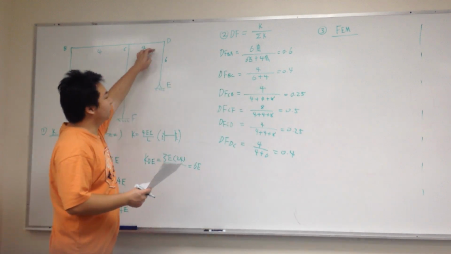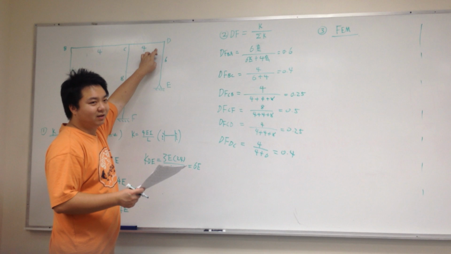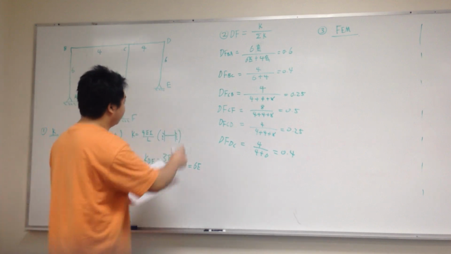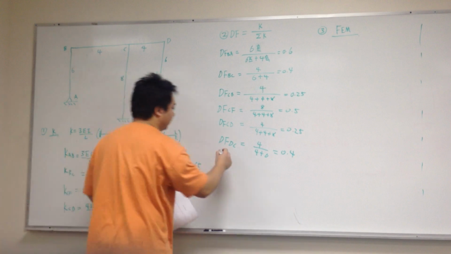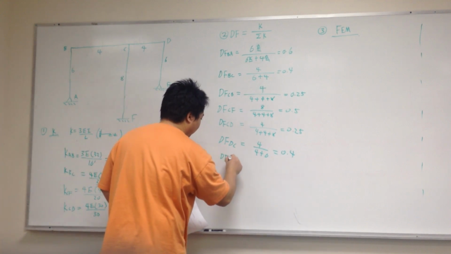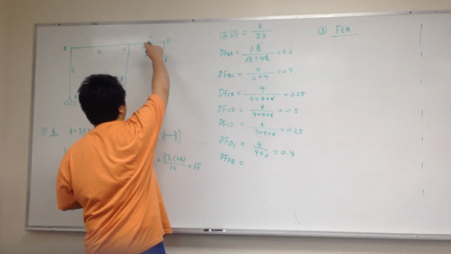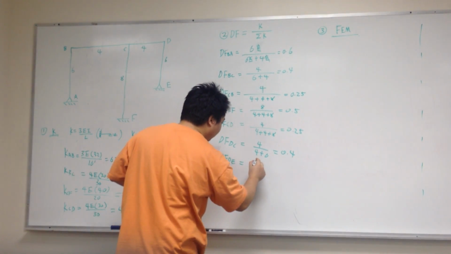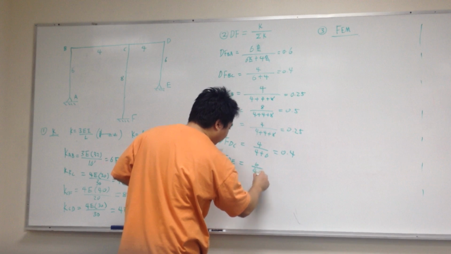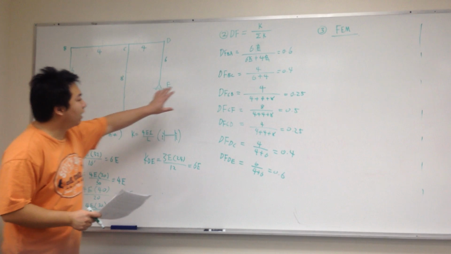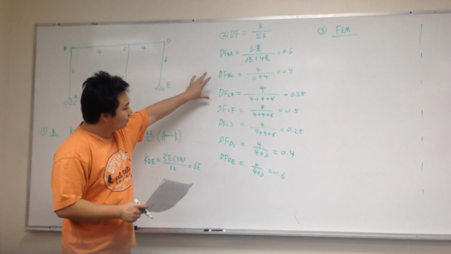Do we have to do E to D? No. Why not? No moment at E. But you have to do DE. You have to do DE. So DE is 6 divided by 4 plus 6. So 6 divided by 4 plus 6. 0.6. Now we have all our distributed factors.